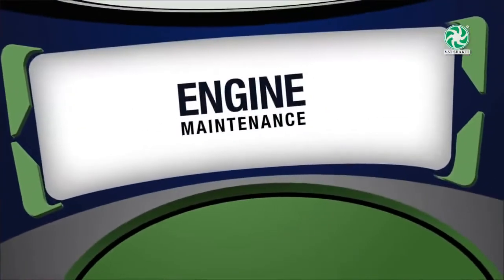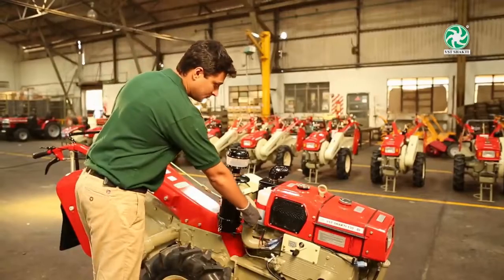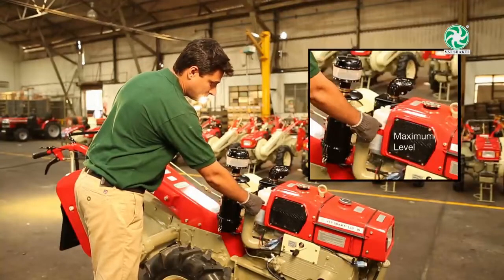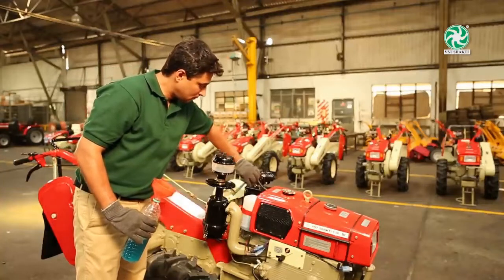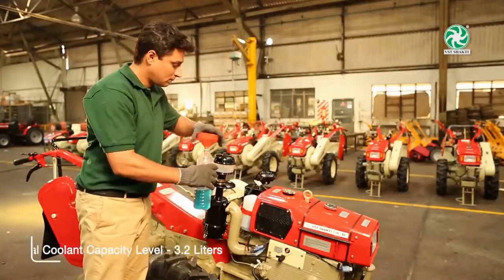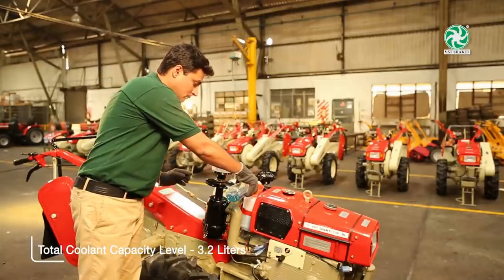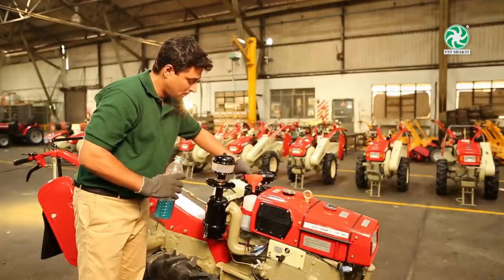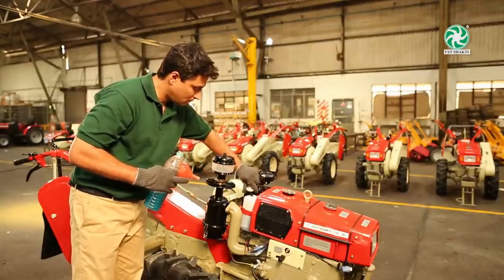Engine maintenance. Coolant capacity and level. Check the coolant water level every day and make sure it is never below the minimum level. If you need to add more coolant, use a mix of 1:3 ratio, or 3 parts of distilled water and 1 part of company recommended coolant for better performance. Change coolant every 6 months or after the completion of a season.